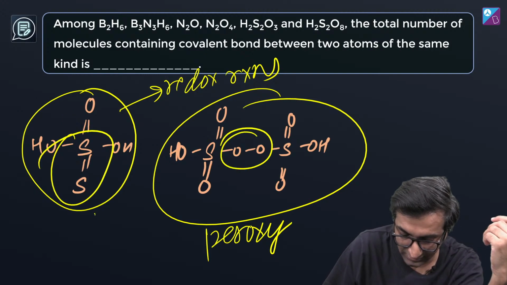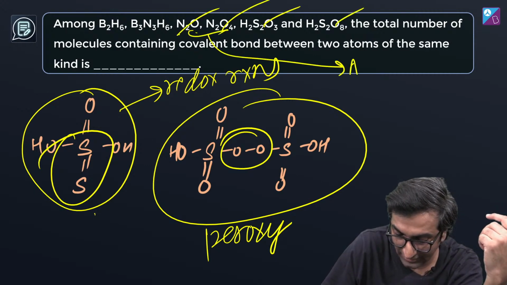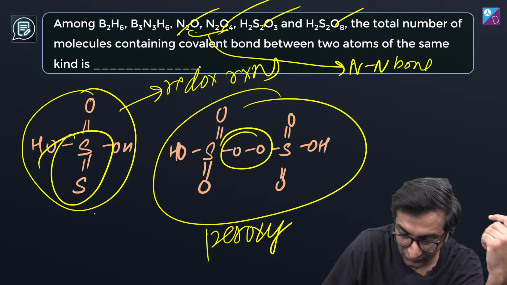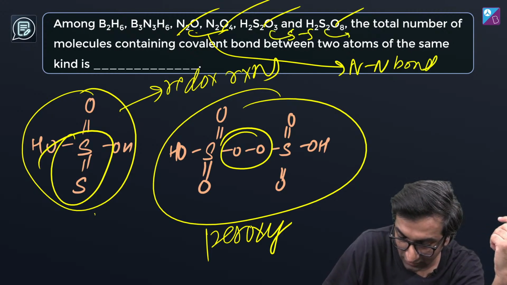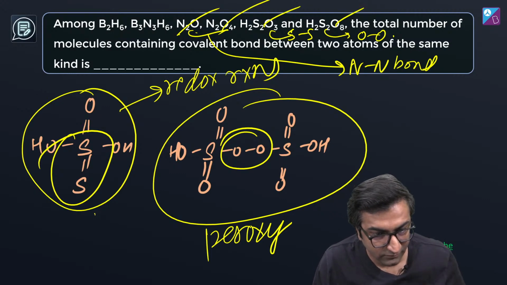ठीक है, so that's counting of a total of 4. 1, 2, 3 and 4. इन दोनों में नाइट्रोजन बॉन्ड्स हैं, and इसमें है सल्फर बॉन्ड और इसमें है ऑक्सीजन बॉन्ड. ठीक है, कूल. Yes, श्लोक, absolutely.